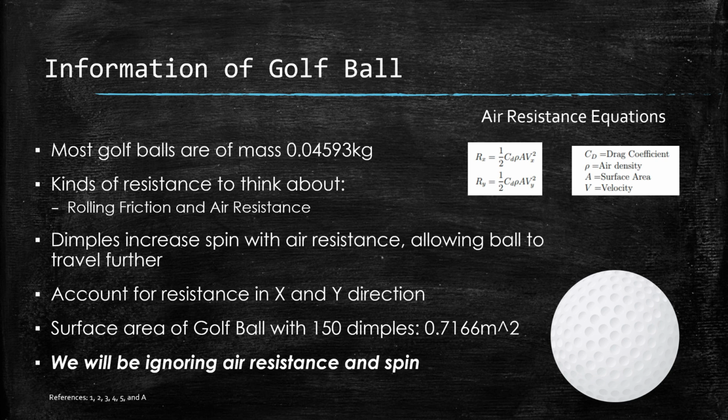We also have to think about rolling friction and air resistance as it affects the golf ball. The dimples on the golf ball help increase spin when air resistance is applied, which allows the ball to travel further. We also have to account for the resistance in the x and y direction, and when the golf ball has 150 dimples, the average surface area for the golf ball is 0.7166 meters squared. But for this problem, we will also be ignoring air resistance and spin.